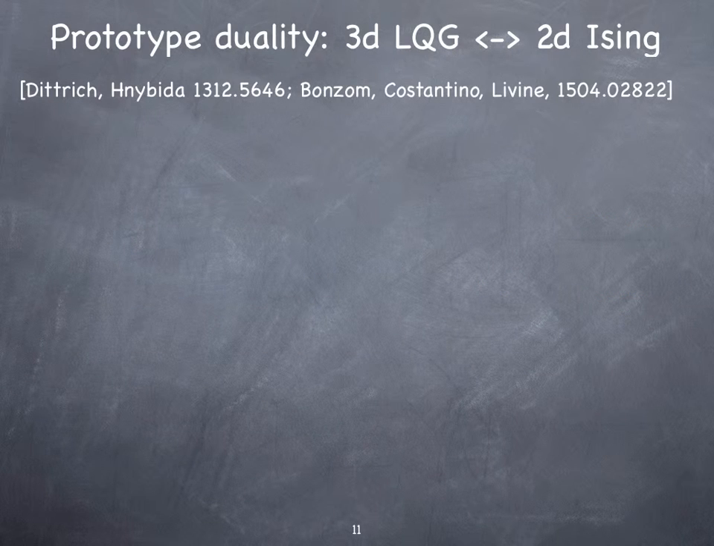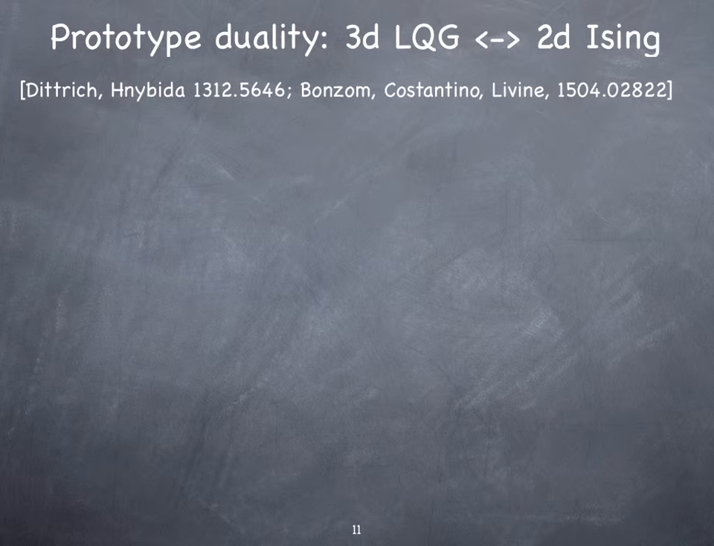So let me now, as the last thing, discuss a prototype duality between what you could call 3D loop quantum gravity, which is the Ponzano-Regge model, and the 2D Ising model. This is a prototype duality which shows you that you can actually formulate AdS-CFT at such a discrete level that makes sense in this context, and you can give certain dualities.